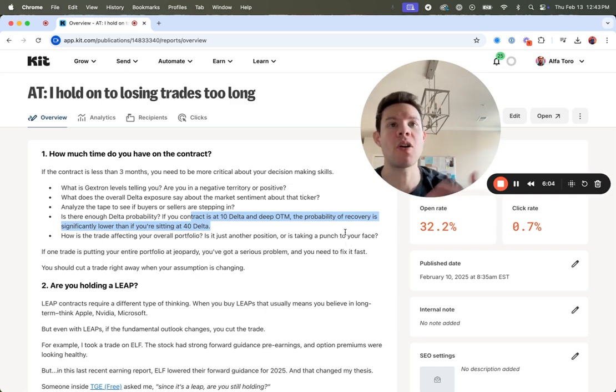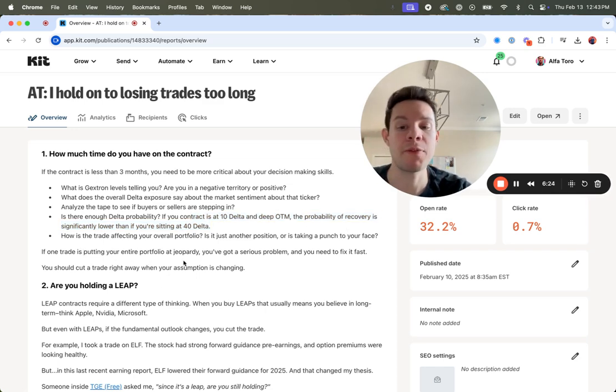Sometimes we have trades that are less than half a percent. And so we're able to just kind of sit on it and see what happens. We like the risk to reward ratio. We like the potential return. Maybe we'll just sit on it. That's not going to affect us in the long run, right? We have plenty of capital to play with. Okay. So I said, if one trade is putting your entire portfolio at jeopardy, you've got a serious problem and you need to fix that. You need to fix it fast.